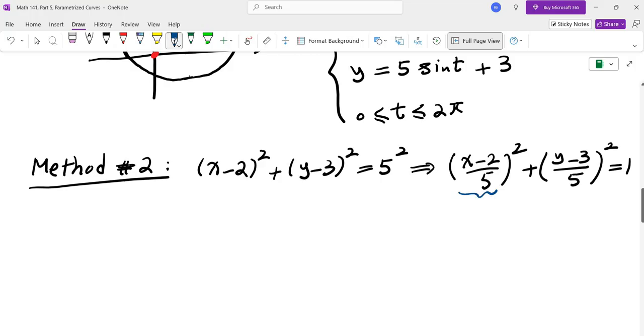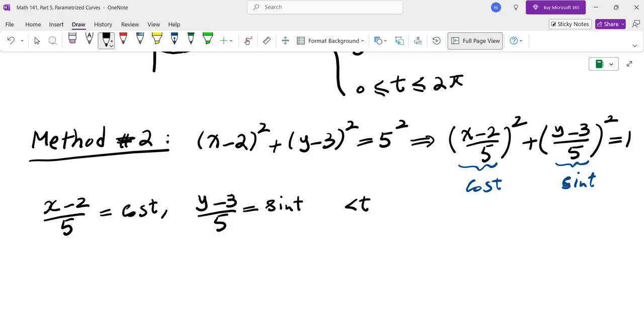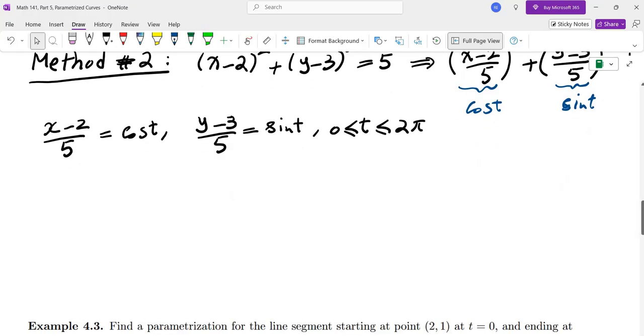Now we know that cosine squared plus sine squared is 1. In other words, ((x minus 2) over 5, (y minus 3) over 5) lies on the unit circle. So we can write (x minus 2) over 5 equals cosine of t, and (y minus 3) over 5 equals sine of t. And of course, t is between 0 and 2 pi. And that gives us the same parametrization.